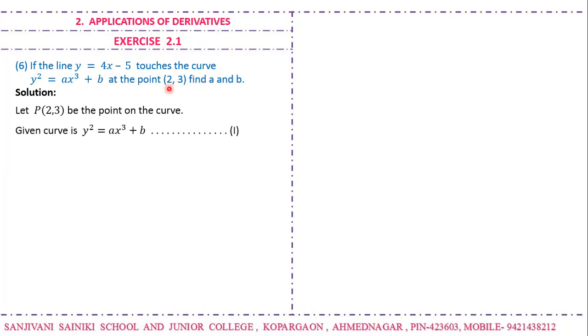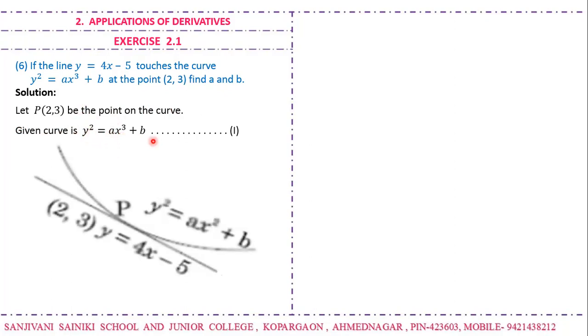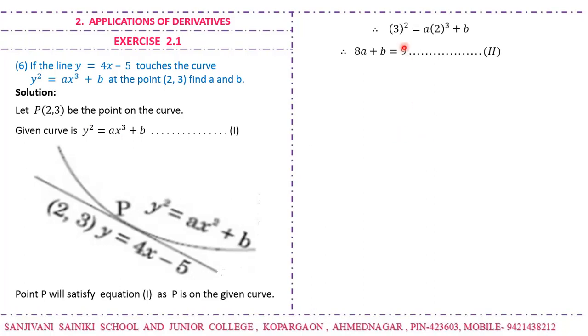Now let P be the point (2, 3) on this curve, and the given curve is y square is equal to ax cube plus b. Look at this, suppose this is the figure. This is the curve y square is equal to ax cube plus b. Then this is the line which touches the curve at point P. Then this point lies on this curve, so it must satisfy the equation of the curve.